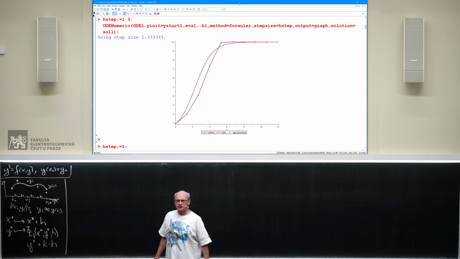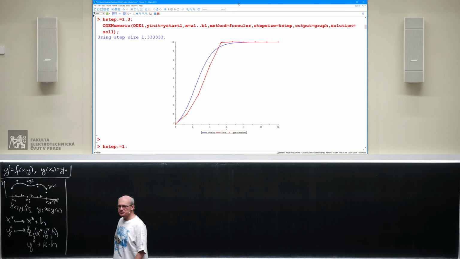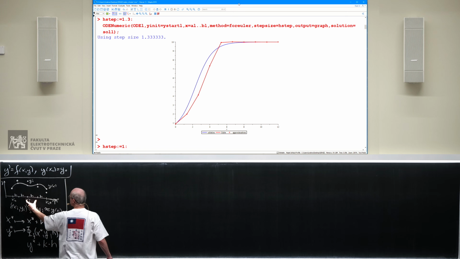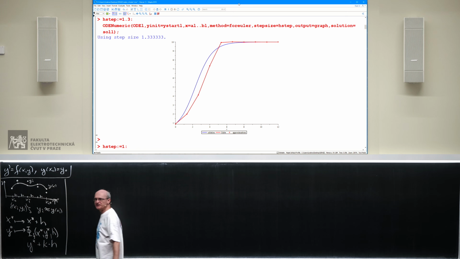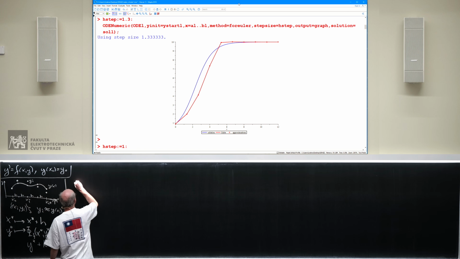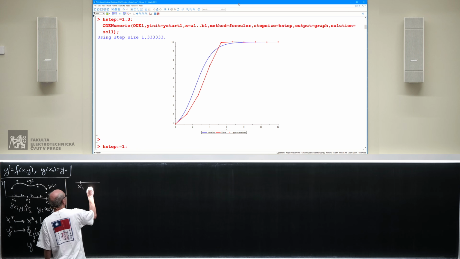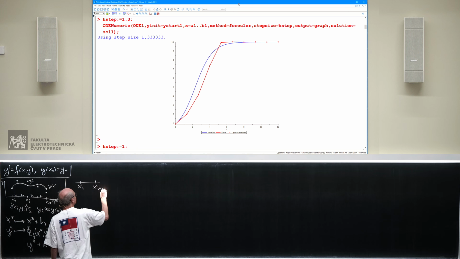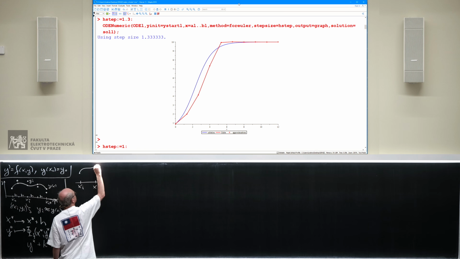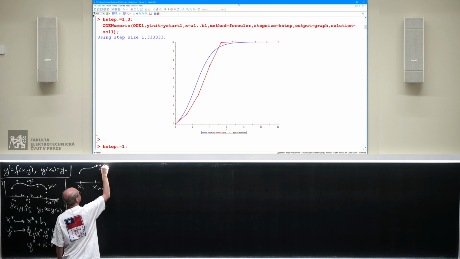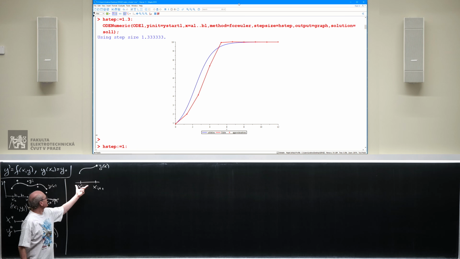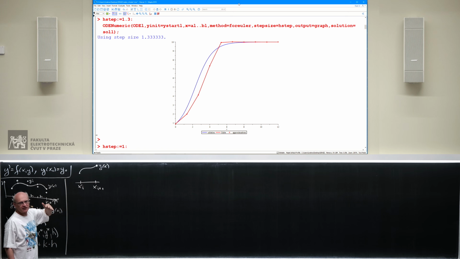Where do we get inspiration? That's a good question, and there is an interesting viewpoint. Let's have a look again at what we are trying to achieve. Let's focus on one particular segment in our partition. So here is xi, here is xi plus 1, here is our solution y(x). And on this particular segment, we are trying to approximate this solution, and we are treating it as a new initial value problem. That's the whole idea of a local method.